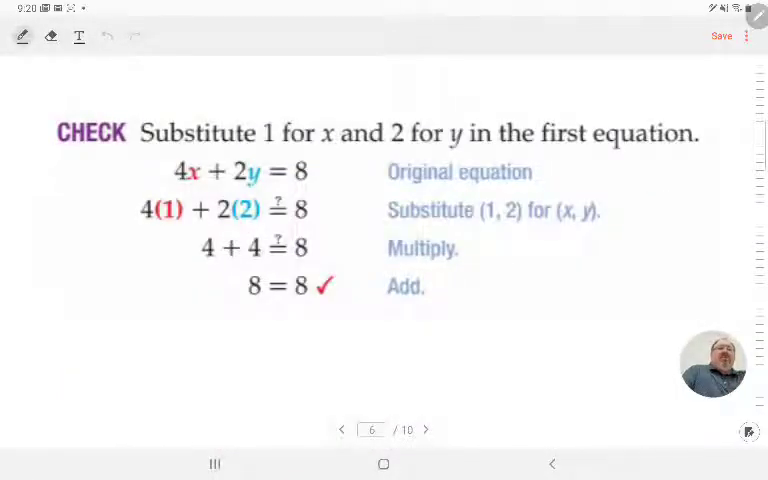And then, of course, if you want to check your solution, all you need to do is plug into one of the original equations what you got for x and what you got for y, and each side of the equal sign should be equal. Okay? If it does, then you know you've got the right answers. If it doesn't, you got the wrong answers.